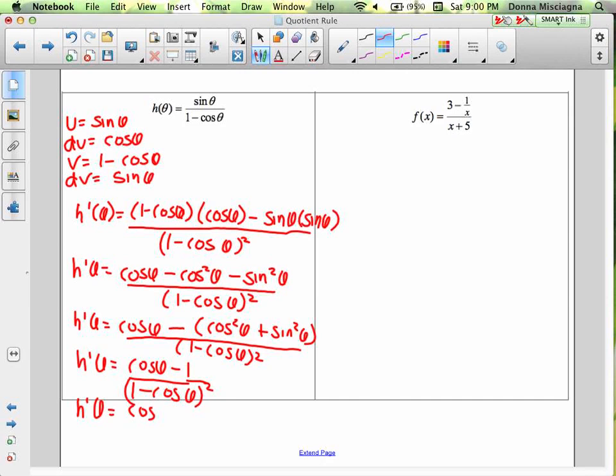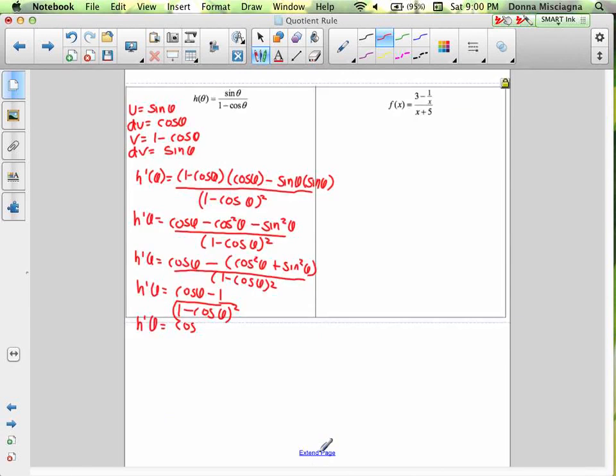Let me extend the page. Step by step, it's like, oh wait, we could simplify one more thing. Oh wait, one more thing. All right, there we go. So we have h prime of theta is equal to cosine theta minus 1. Let's reverse the order here. I think it's easier to see this.